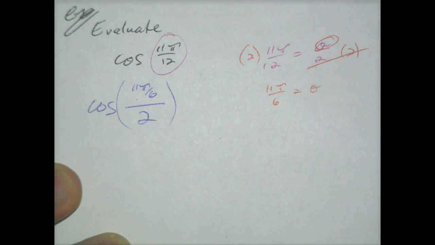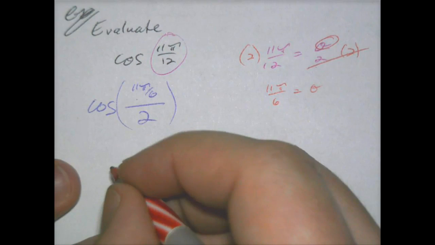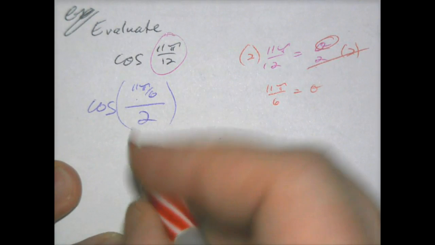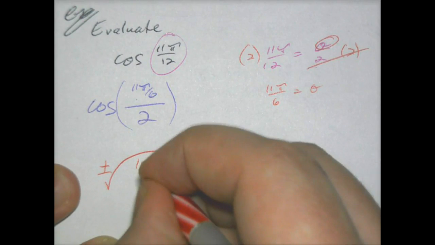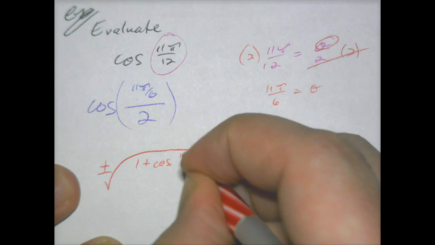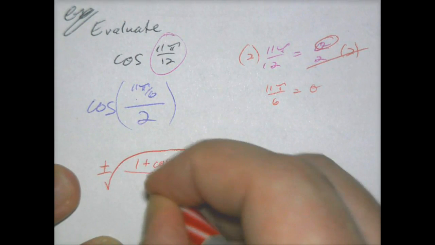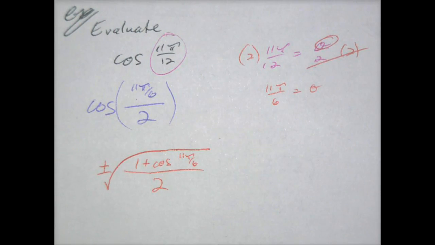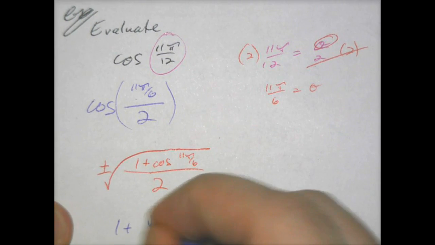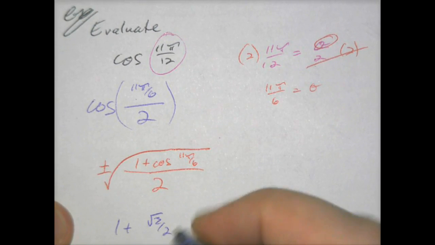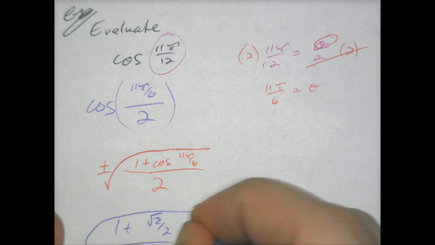And it's just a matter of using my identities. Cosine is what, 1 plus? So plus or minus square root of 1 plus cosine of the angle divided by 2. Cosine of 11 pi over 6, ASTC, is in the fourth quadrant. It is positive. Reference angle is pi over 6. Adjacent to that would be root 3, so 1 plus root 3 over 2. All of it divided by 2 inside the square root with a plus or minus on the outside.